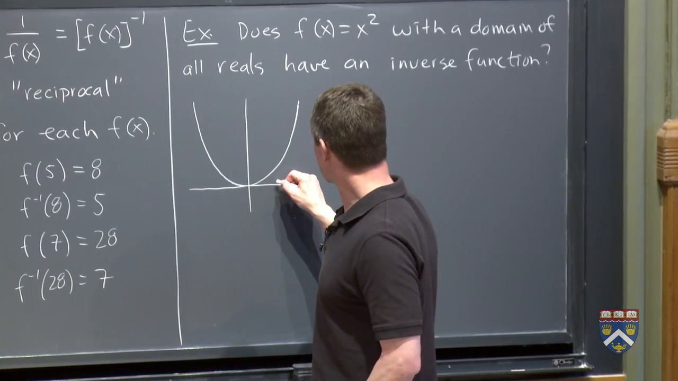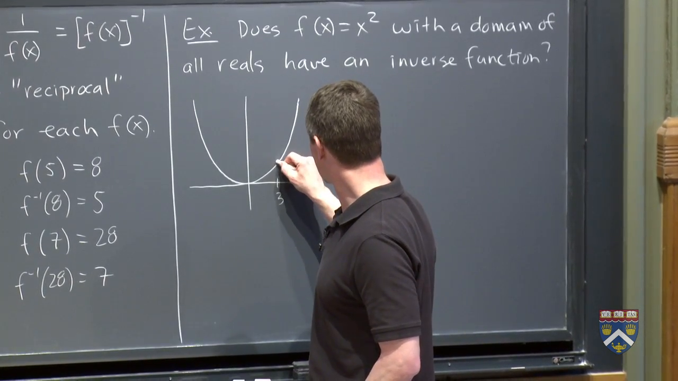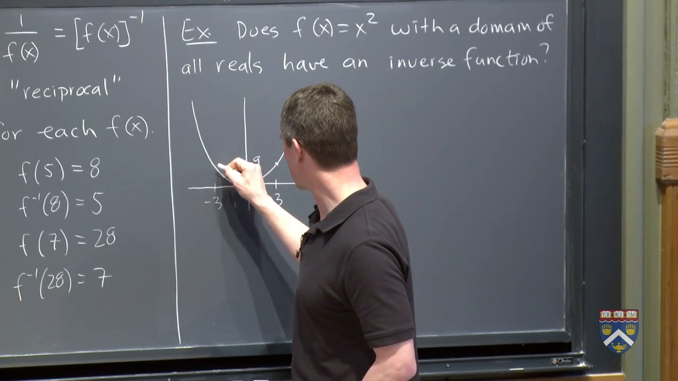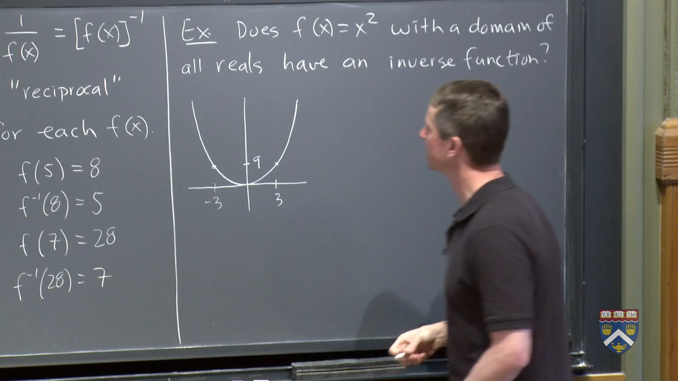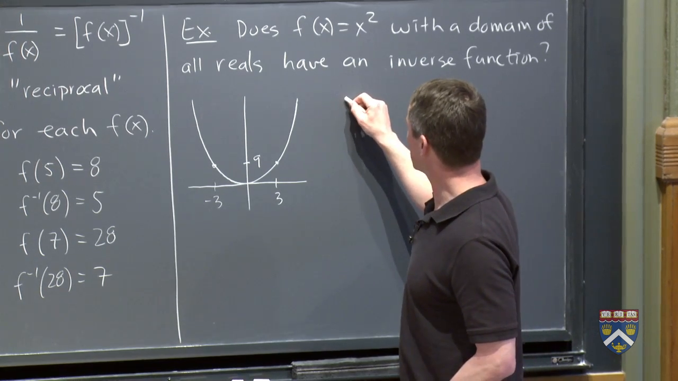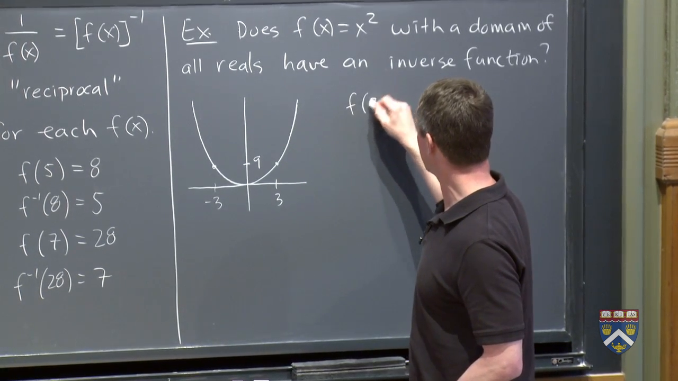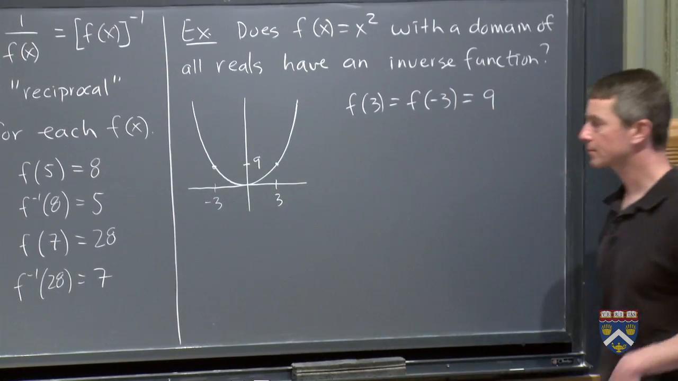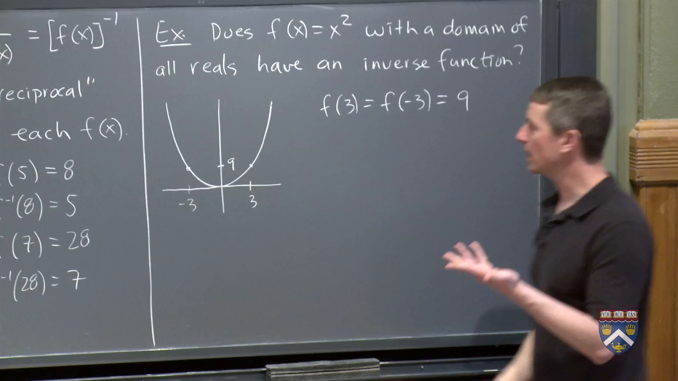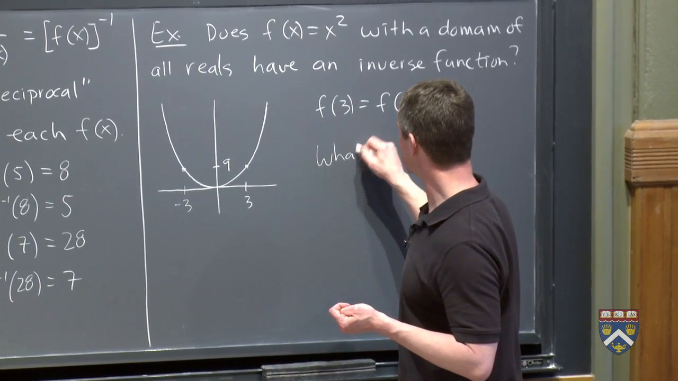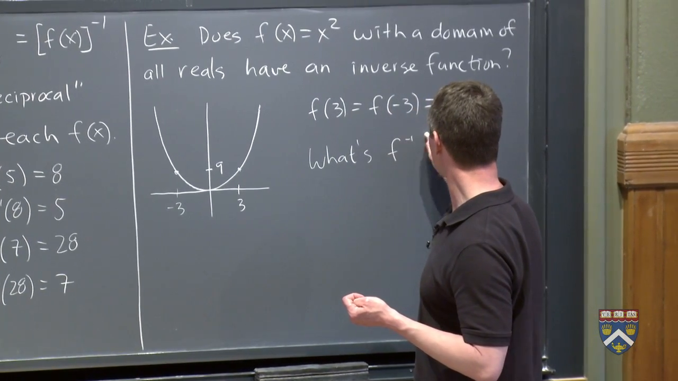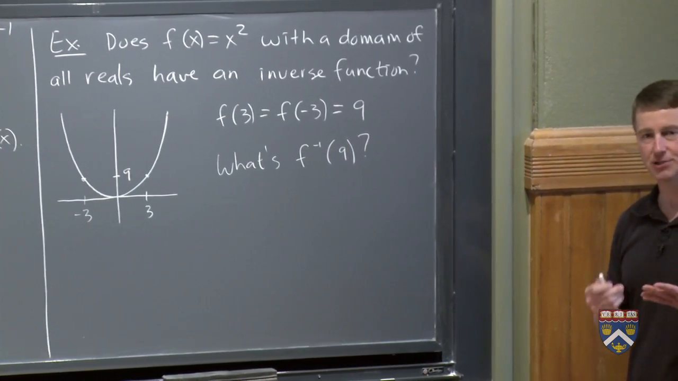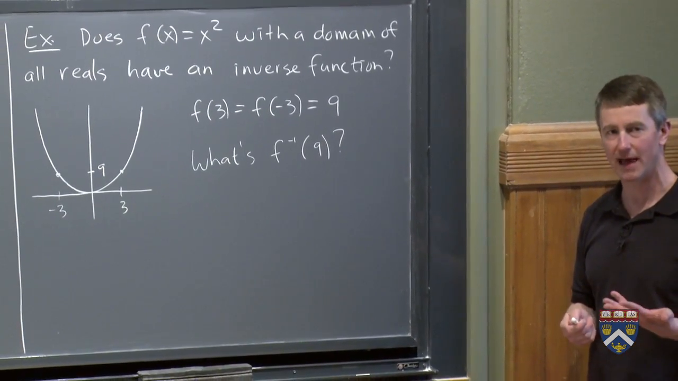So, for example, if I plug in 3, I get a y value of 9. If I plug in negative 3, I also get a y value of 9. So f of 3 equals f of negative 3 equals 9. So then the question is, what's f inverse of 9? Because f inverse is supposed to undo the work of f.